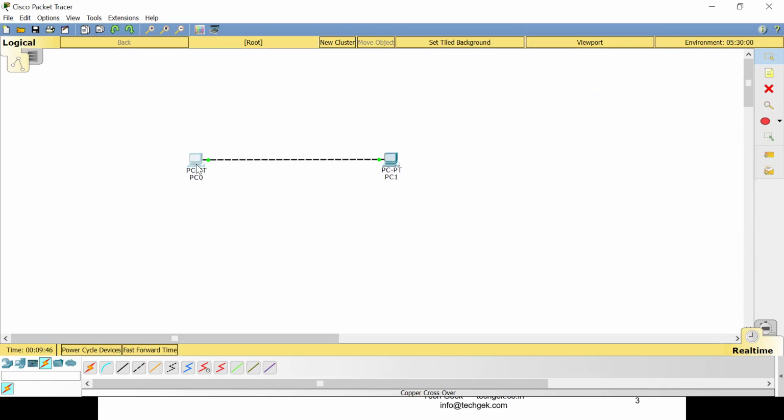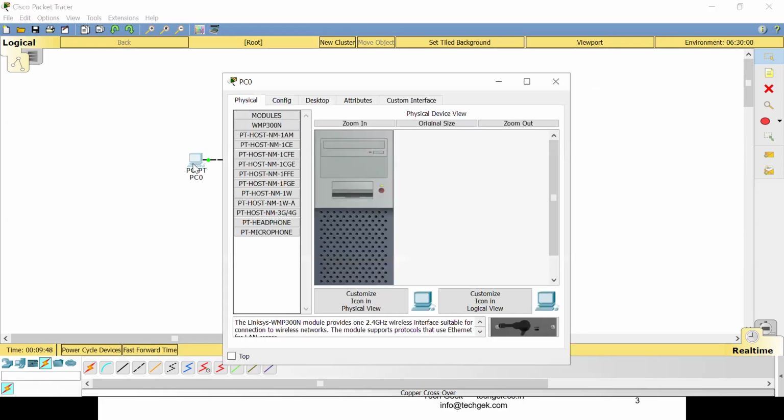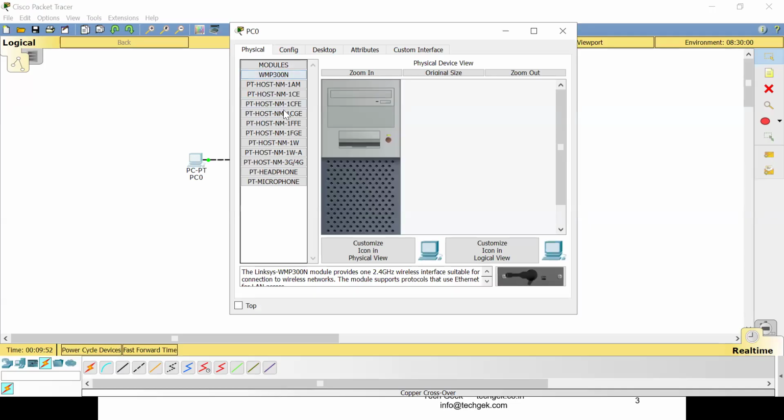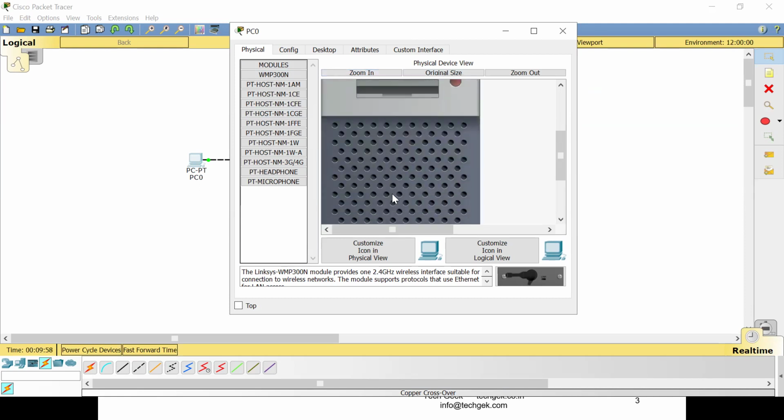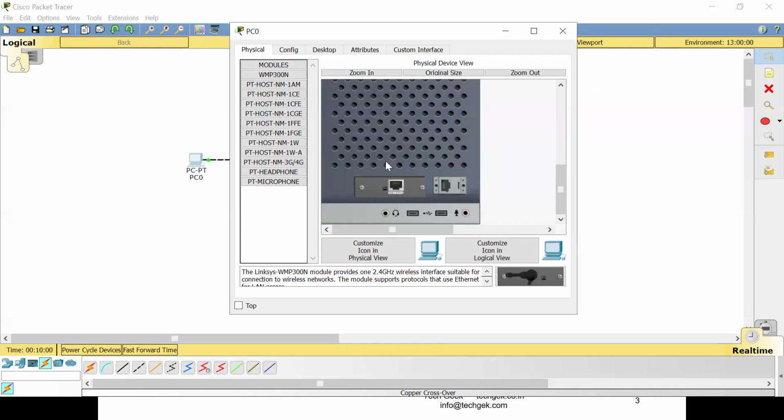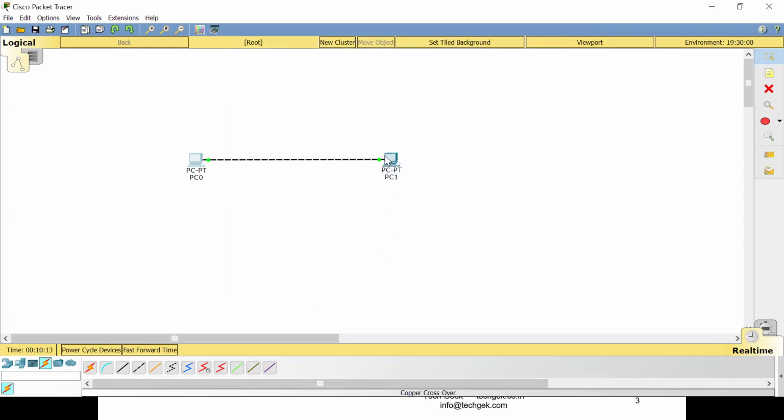If I click on this computer, on the physical layer we can see there is a port here. Are you able to see this port, everyone? This cable is connected to this LAN port here, right? So the cable is connected to this LAN port, and in a similar way, here we have another computer.